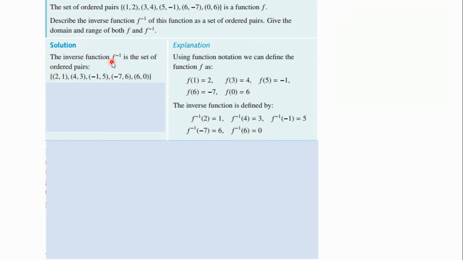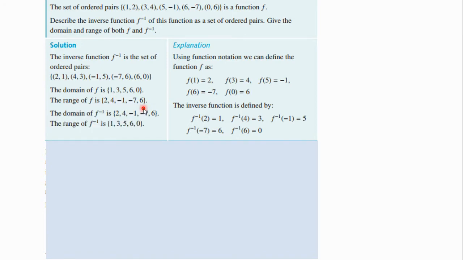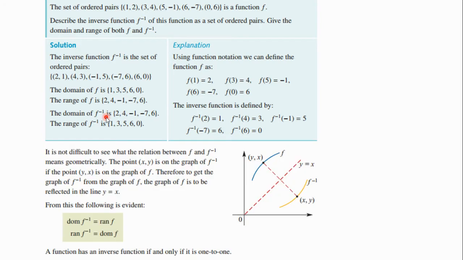Pretty simple. If you can understand that concept, you should be okay for the rest of this topic. So the domain is the x coordinates, 1, 3, 5, 6, 0. We went through this in previous lessons, and the range is the y coordinates. So if we want to write them out, the domain of the inverse function is the first coordinates of the inverse function. As you can see, the domain of this one is the same as the range of that one. And the range of the original function is the same as the domain of the inverse function, which I mentioned in the previous slide, but hopefully this will make it a little bit more clear.